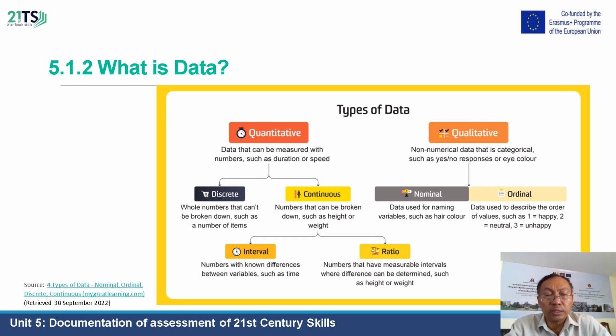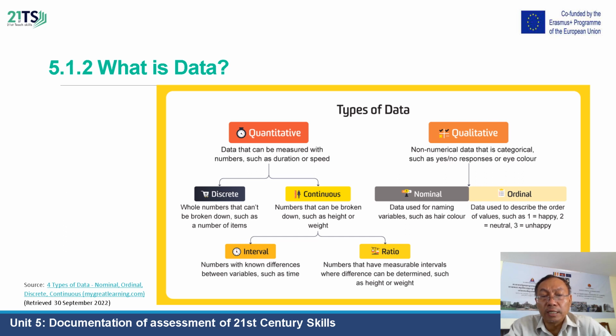Continuous data can be further broken down into interval and ratio data. Interval data refers to numbers with a known difference between variables, such as time. Ratio data are numbers that have measurable intervals where the difference can be determined, such as height or weight.